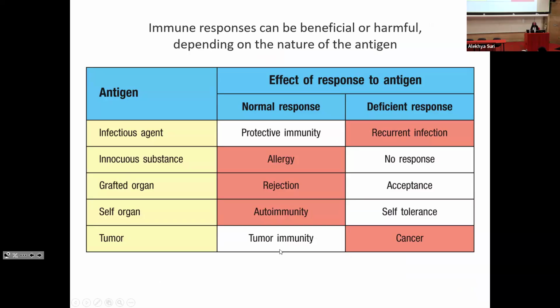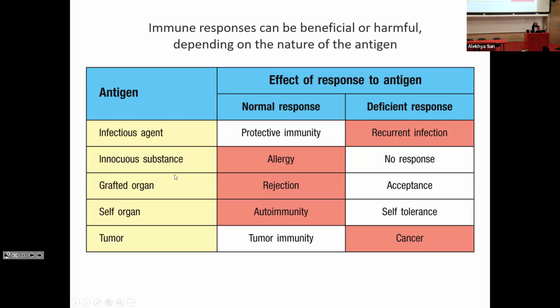So we have talked a lot about immune responses being beneficial against pathogens, right? But immune response can also be harmful depending on the nature of the antigen. If it's an infectious agent or if the immune response is being made against a tumor, clearly it's protective, right? If you have a deficiency in any of the compartments, the individual can get recurrent infections.